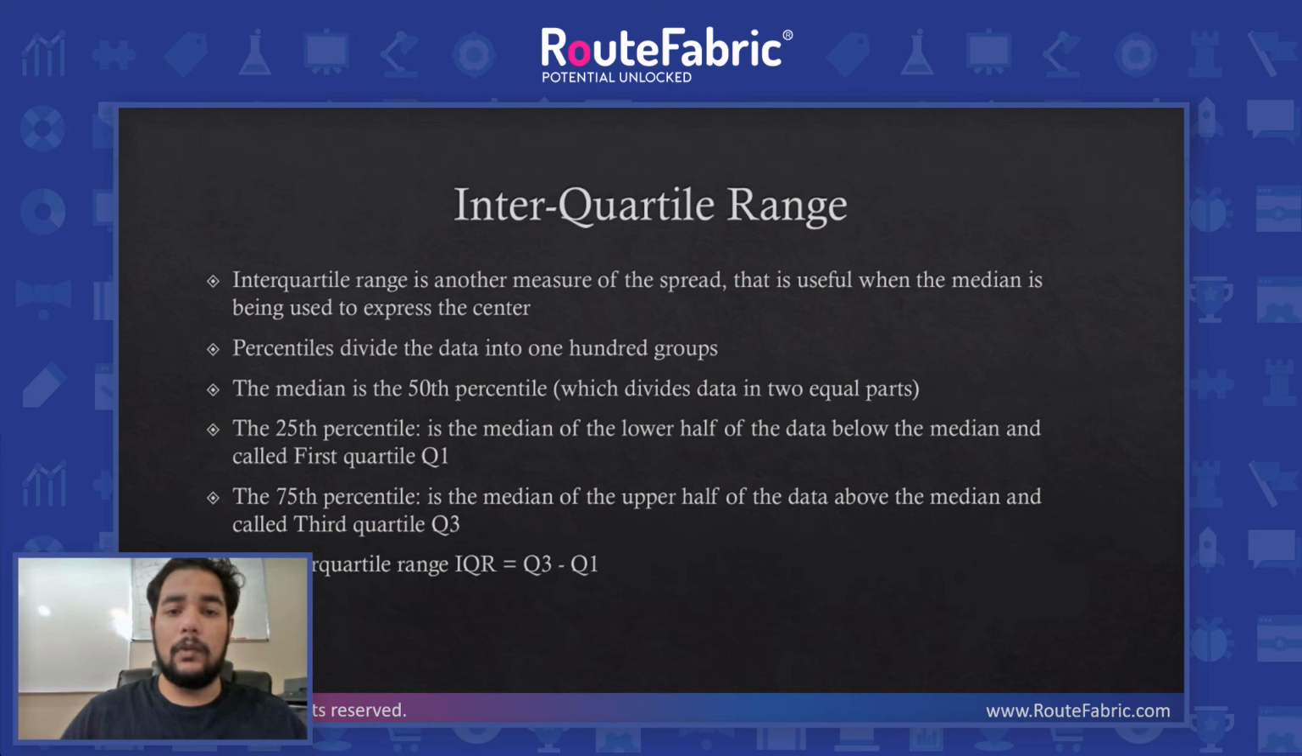which is below the median, and this is called the first quartile or Q1. The other half, which is the 75th percentile, is the median of the upper half of the data, which is above the median, and it's called the third quartile or Q3. To find the interquartile range, all you gotta do is take Q3 minus Q1.